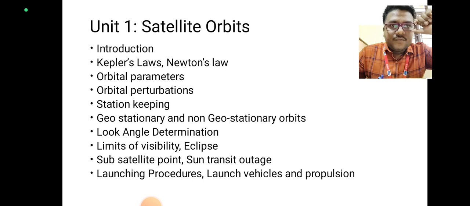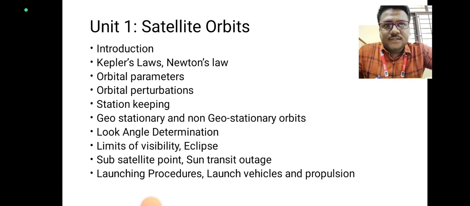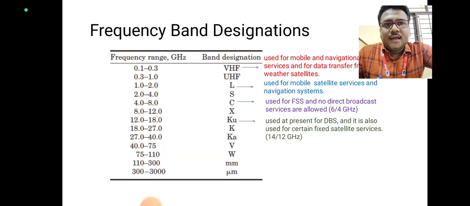First, the overview of unit 1 is satellite orbits, which includes introduction, Kepler's laws, Newton's law, orbital parameters, orbital perturbations, station keeping, geostationary and non-geostationary orbits, look angle determination, limits of visibility, eclipse, subsatellite point, sun transit outage, launching procedures, and launch vehicles and propulsion. These are all the basic parameters which we are going to discuss in unit 1. And now let's see each topic one by one.